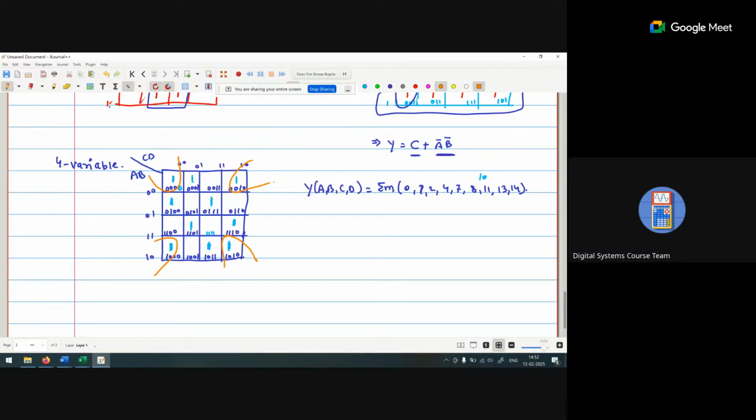Okay. Now after the corner, we have to cover this min term. What is the possible? One. We have to cover this min term. So one is possible. Now this min term is not covered by anyone.